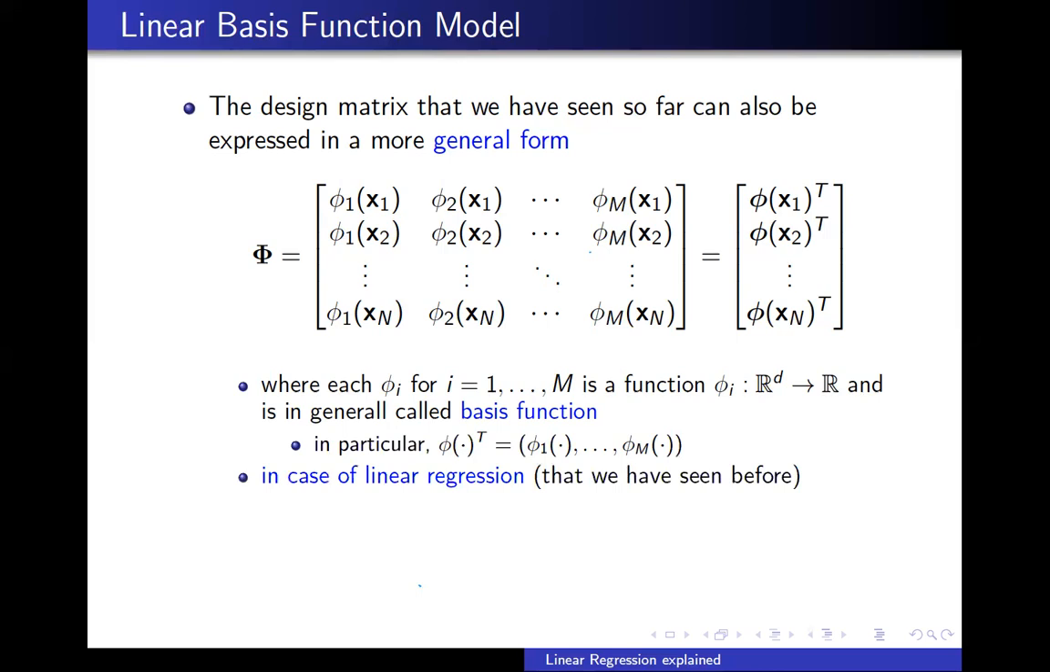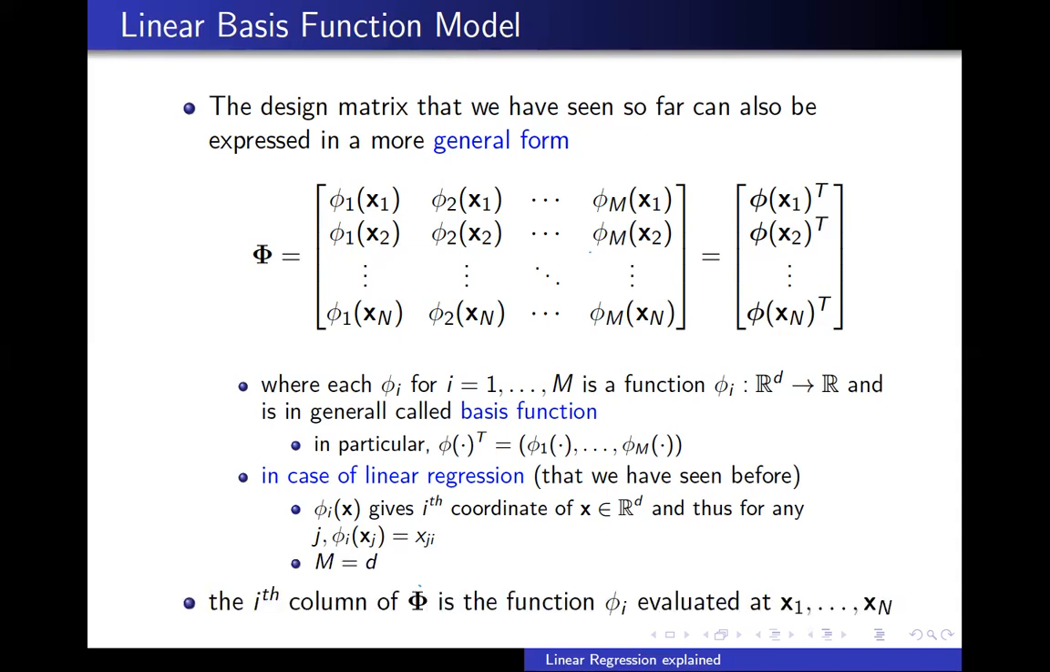In the case of linear regression that we have seen before, phi_i of any given data point x is simply the ith coordinate of x, which is the ith feature. So we can simply say that for any j, x_j is the jth data point in your training set. And if you look at phi_i of x_j, that is nothing but the ith feature, or the ith coordinate, of the jth data point, right? And m is of course d, because each data point has d features, as you have seen before.